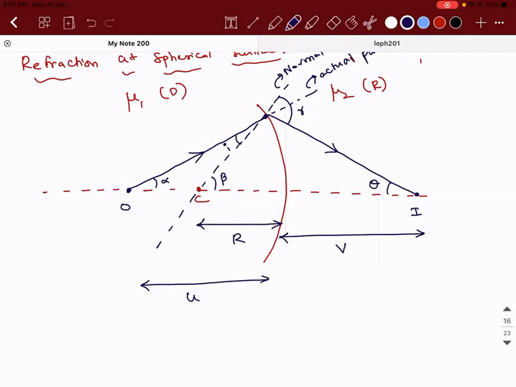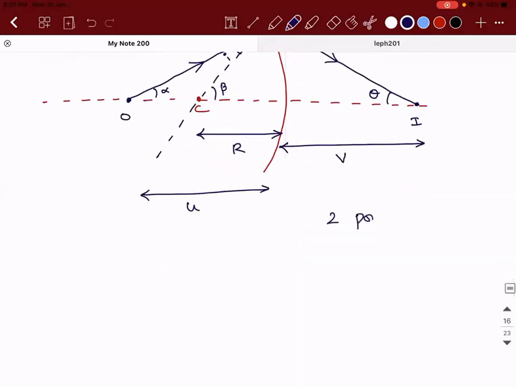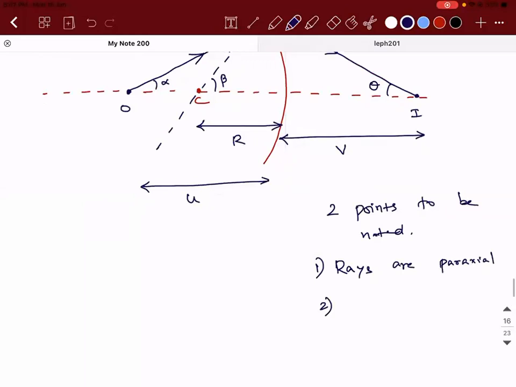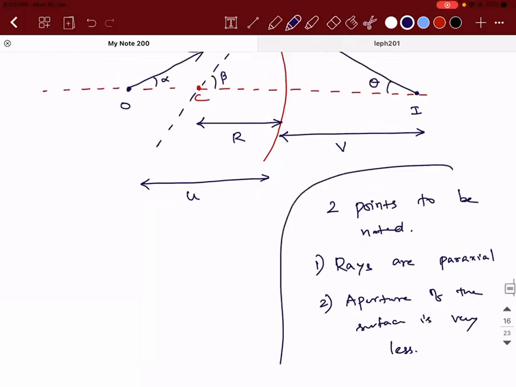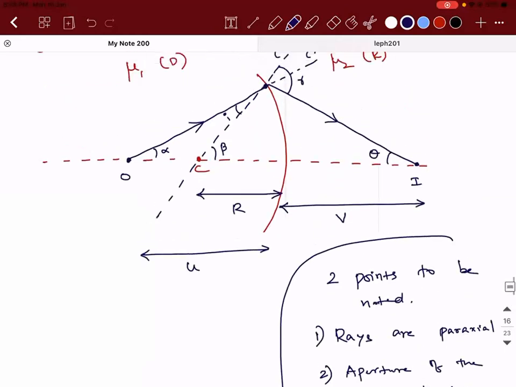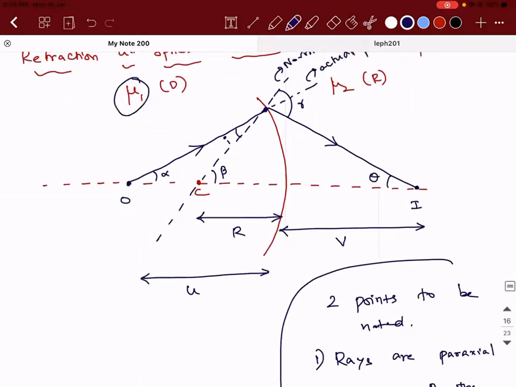With respect to this derivation, there are two important points to be noted. First, the rays are paraxial. You already know what happens when rays are paraxial. The second is that the aperture of the surface is very small. Having said these two points, we are going to derive a relation between mu1, u, r, v, and mu2. Let's get started.